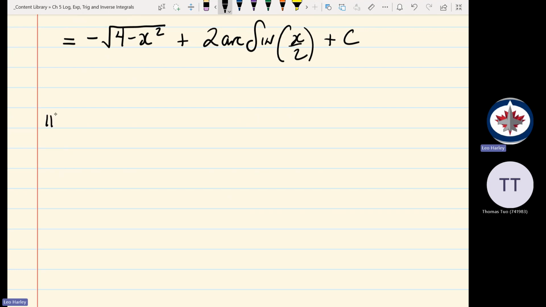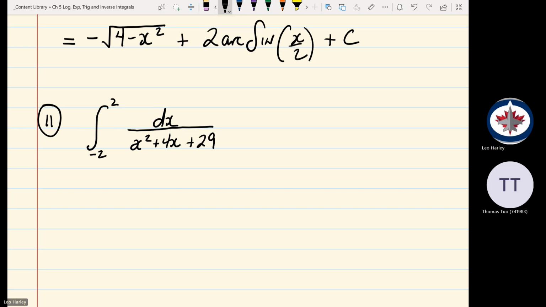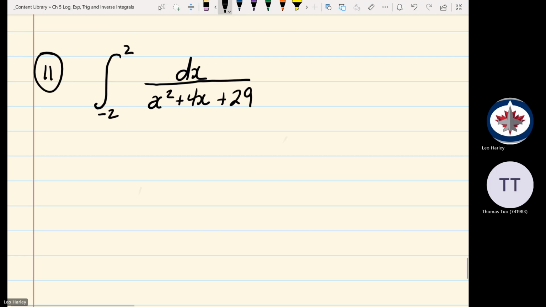Number 11. The answer to number 11 is a number. I want you to evaluate the integral from -2 to 2. In the numerator is dx, so that's not necessarily a bad thing. But then downstairs, you've got x squared plus 4x plus 29. Good luck.